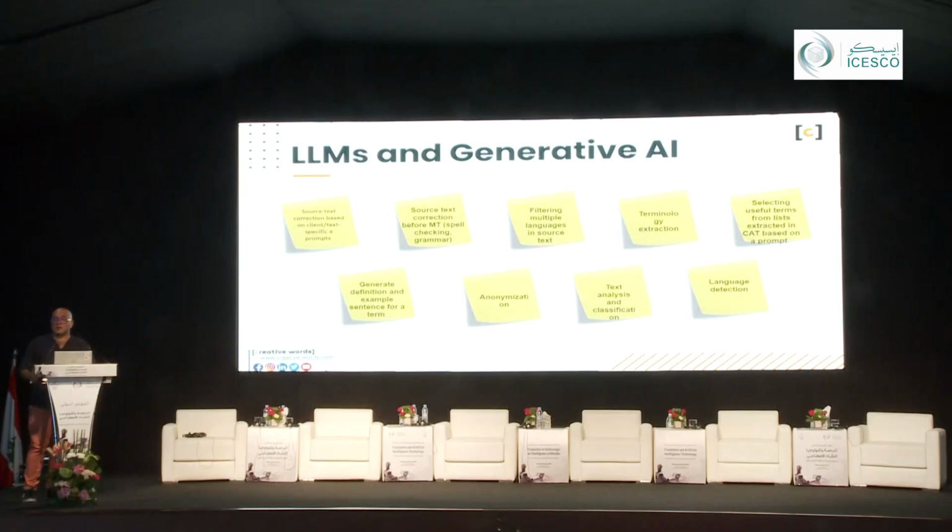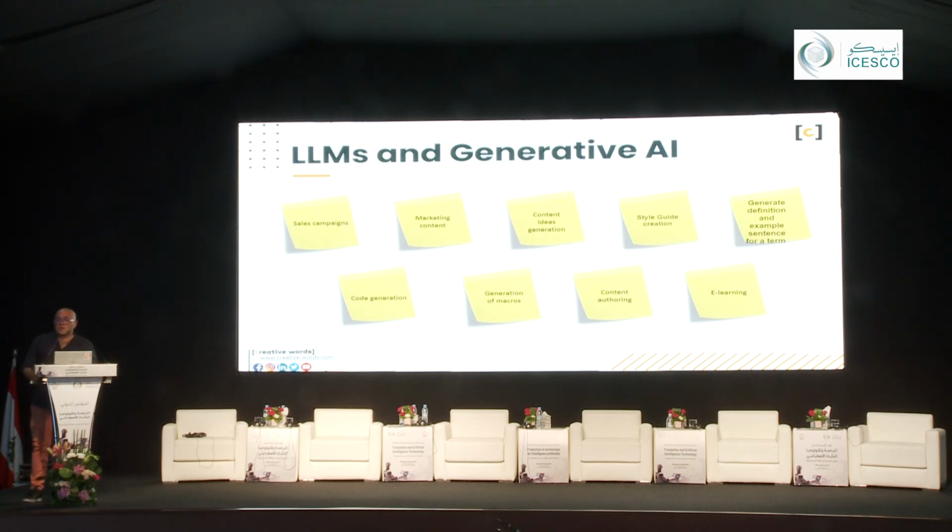Classification of text. Basically, you feed the text into the generative AI and ask the system what this text is talking about. Is it technical? Is it legal? Is it medical? Generative AI can do that for you. Language detection is the same as before. It tells you what language the document contains.